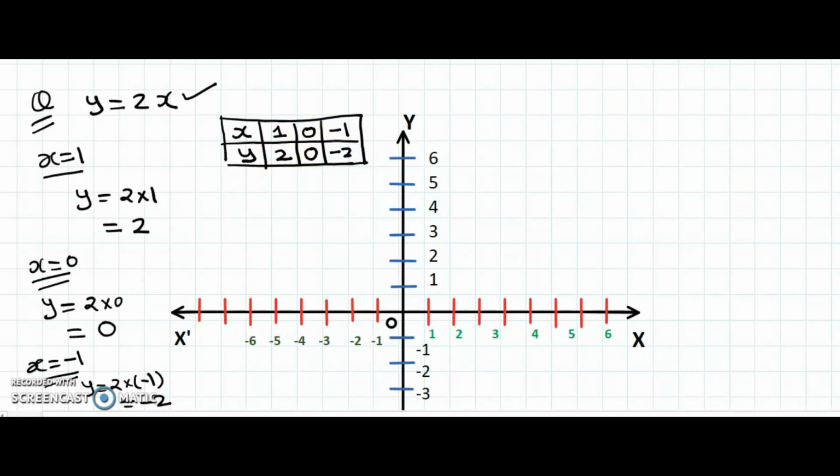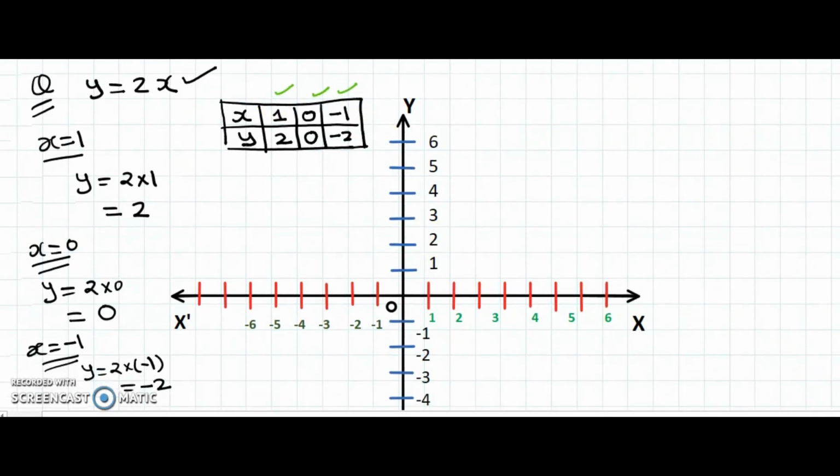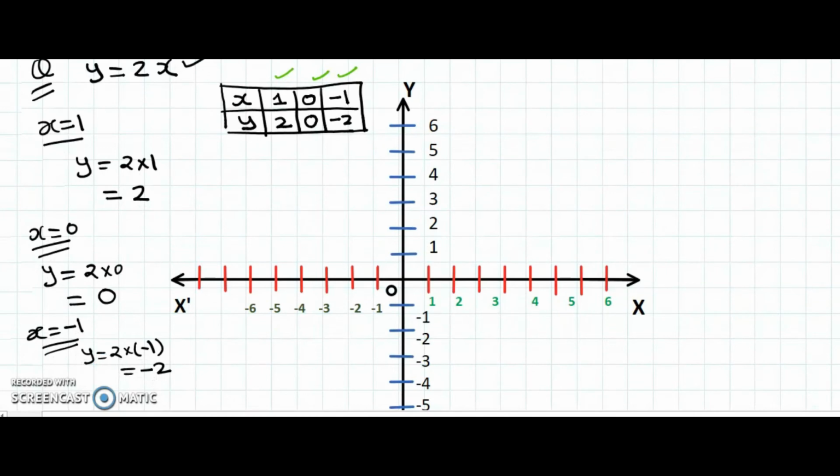Now by seeing these three values, that is this one and this one and this one, we are going to draw a graph which will be linear. Linear means it will come as a straight graph. So let us start plotting these coordinates here. First of all, when x is 1, then the y is how much? y is 2. So I am sure you are getting the point. It will come somewhat here.